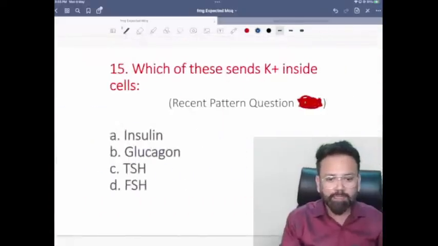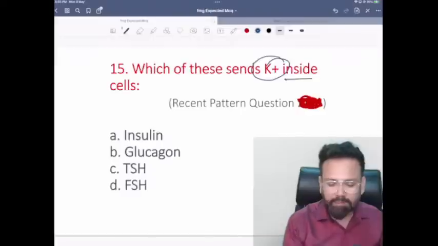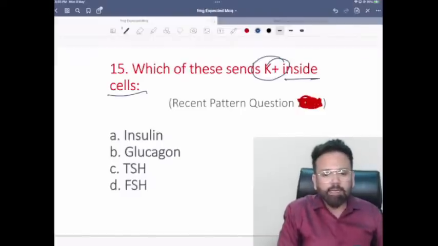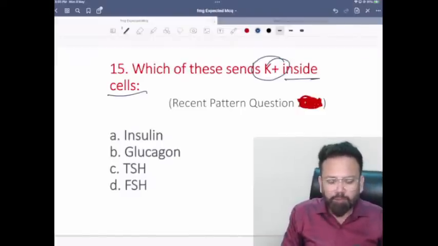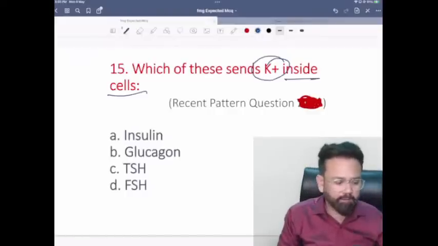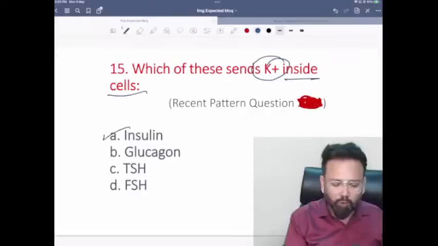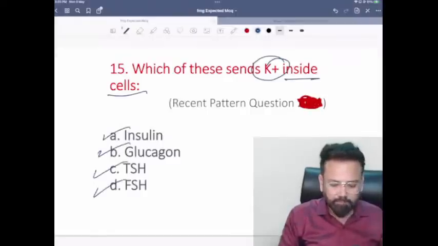Now, which of these can send potassium inside the cell? If there is hyperkalemia, which hormone is given to put potassium inside the cell? Insulin, glucagon, TSH or FSH? It is given in hyperkalemia.